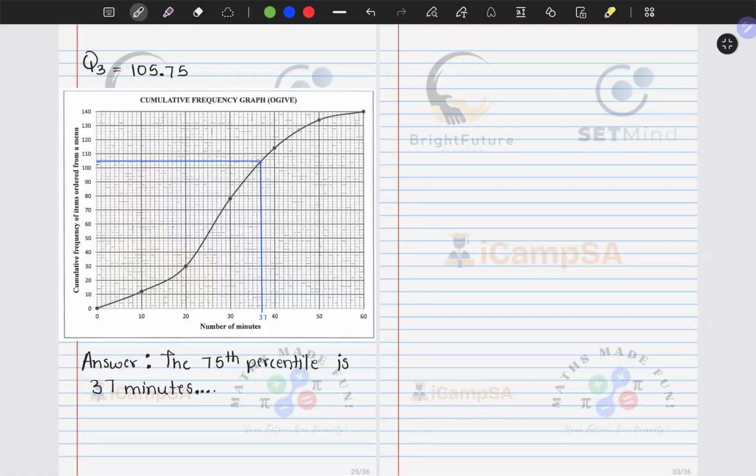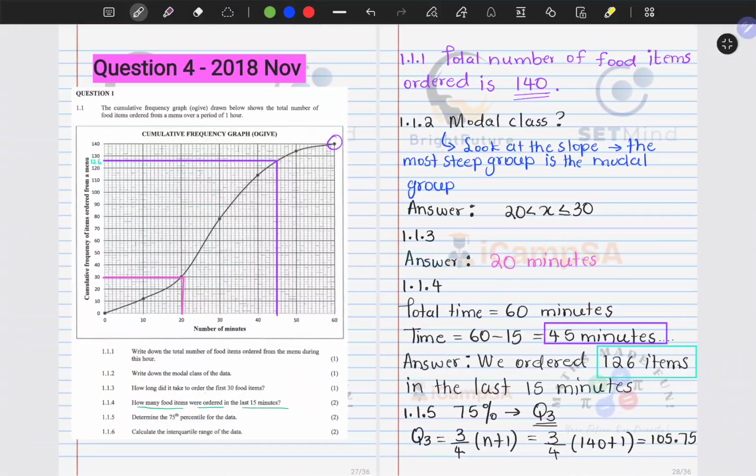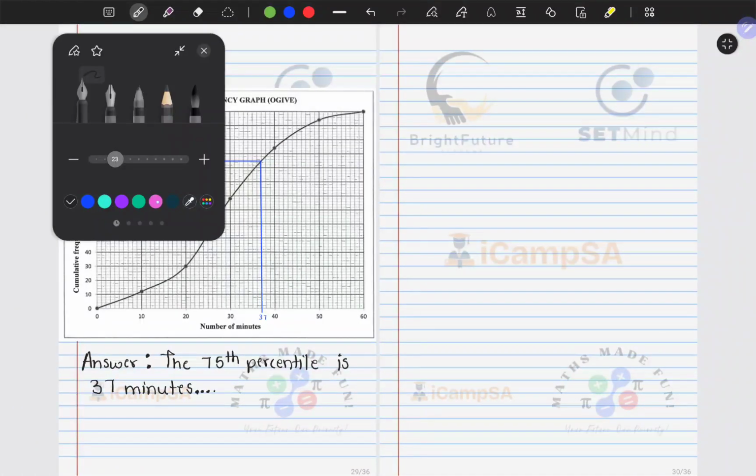So that is what they were expected to be able to do for this question. I hope that this does make sense to you guys. Then we are going to go and calculate the interquartile range. So remember, for the interquartile range, what we need is Q1, and then we also need Q3. We're looking for the IQR.